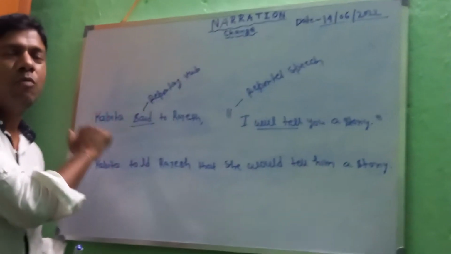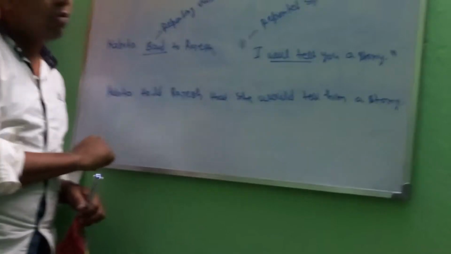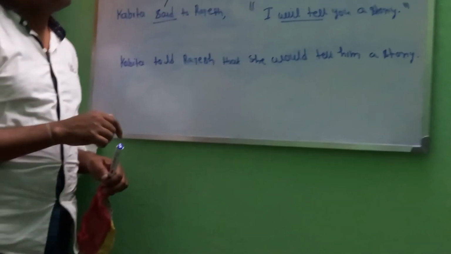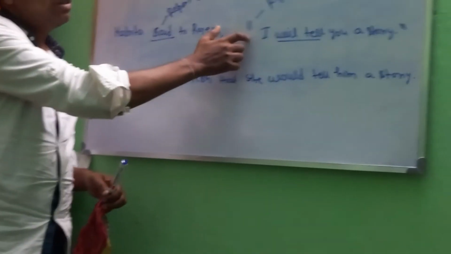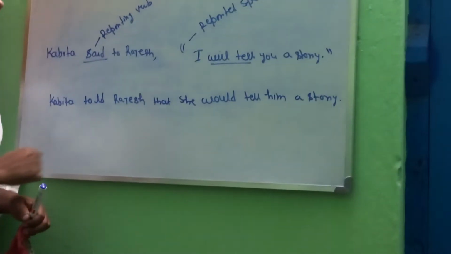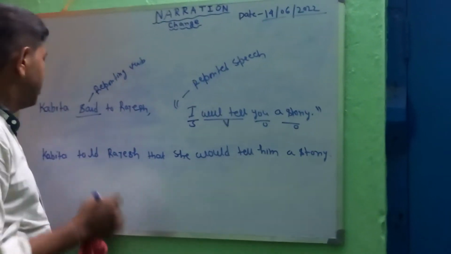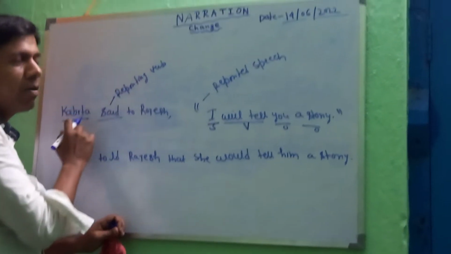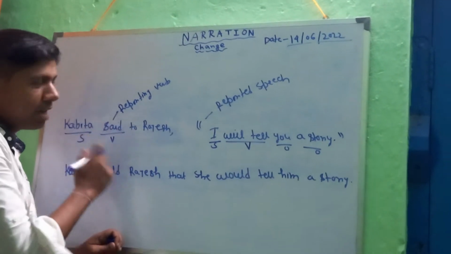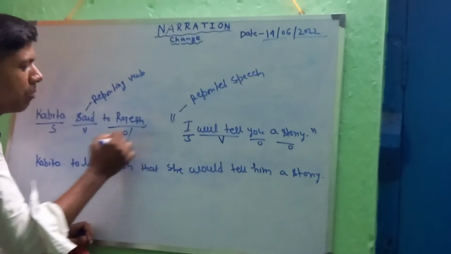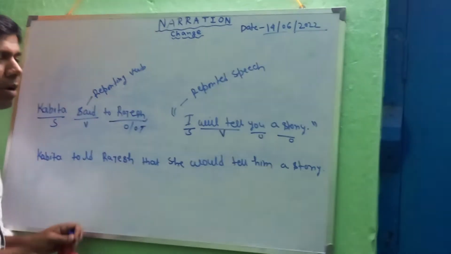See, Kavita said to Rajesh, "I will tell you a story." Here, "said" is in the reporting part, and your reported speech is in the quotation. Here is the verb, that is the subject of the reported speech, the verb of the reported speech, and it has a double object. That is the subject of the reporting verb, the reporting verb itself, and the object. Now come to the point.